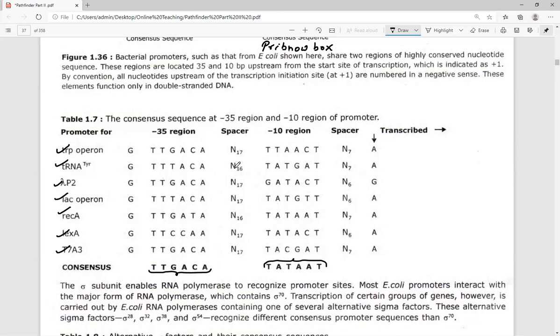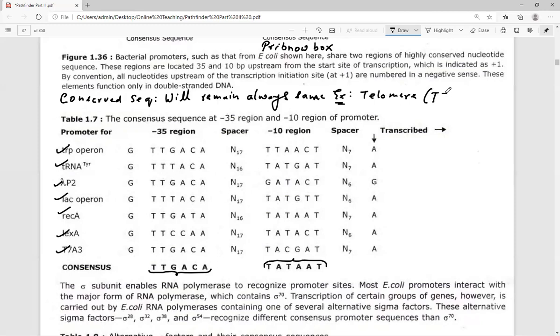Okay. So there are two terms, consensus and conserved. Conserved sequences will never change. They will remain the same, always the same. For example, the telomere contains the sequence TTAGGG. This would be referred to as a conserved sequence.